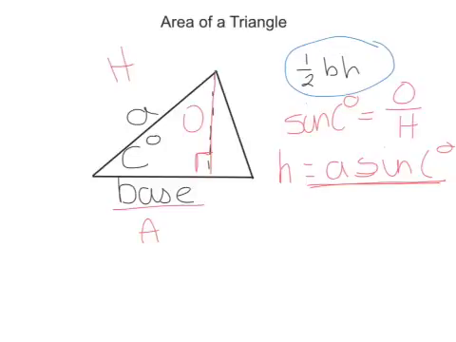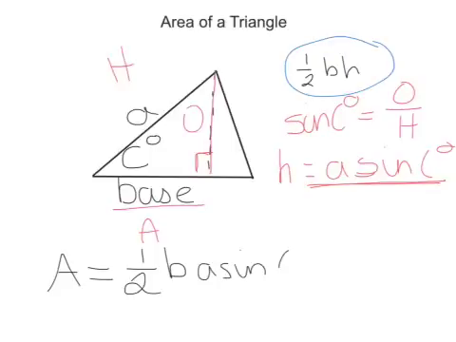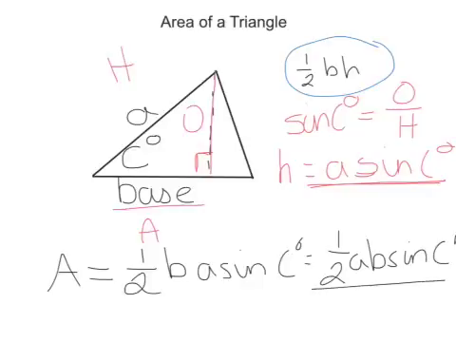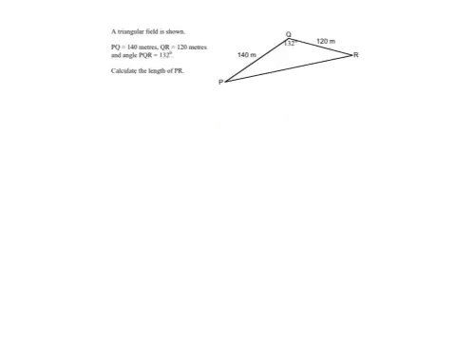So the area of a triangle is going to be half times the base, which have been given, so times the base, times A sine C. So I'm going to rewrite that as half AB sine C. And that is the formula for how you calculate the area of a triangle when the height is unknown and you've been given an angle. So let's try and put this into practice.